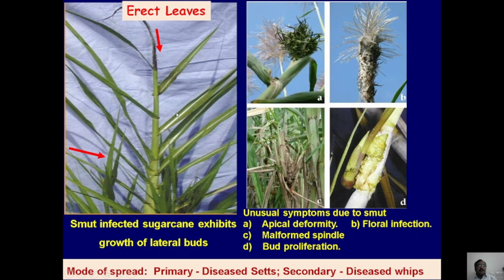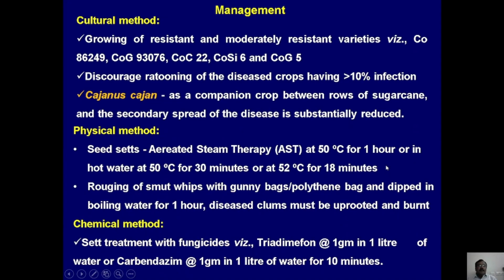As I mentioned in the previous slide, the leaf size is reduced and the leaves are rigid, and proliferation of axillary buds is noticed, and then there is malformation of flowers, floral infection, proliferation of lateral buds and bud infection. And here also we need to practice comprehensive measures to control this disease.